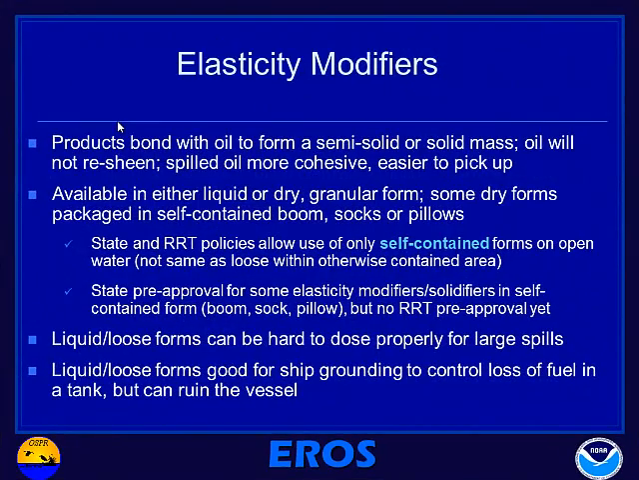Okay, I talked a little bit about this before too, gave you a sneak peek. These elasticity modifiers do bond with the oil, and they form some kind of more solid mass. Doesn't resheen. I think it can be helpful to have a solidifier boom next to a wetland, so that as oil goes in and out with the tide, it's not picking oil off the wetland plants and then just redepositing it each time. It can capture it before it does more harm.